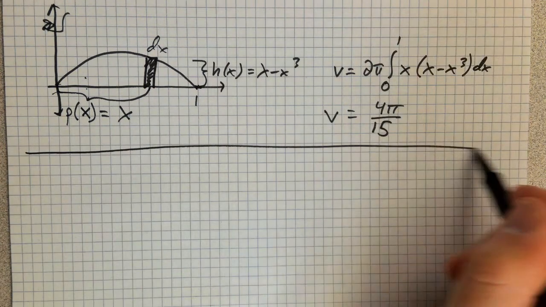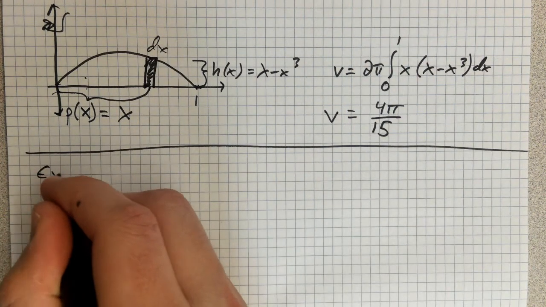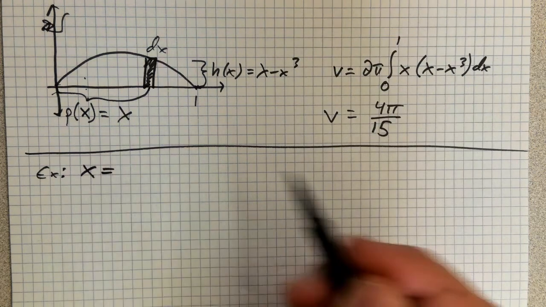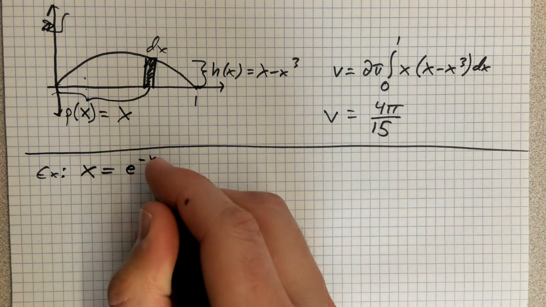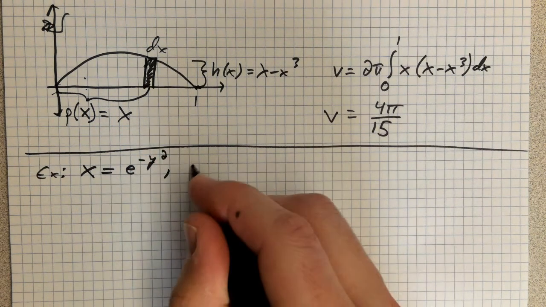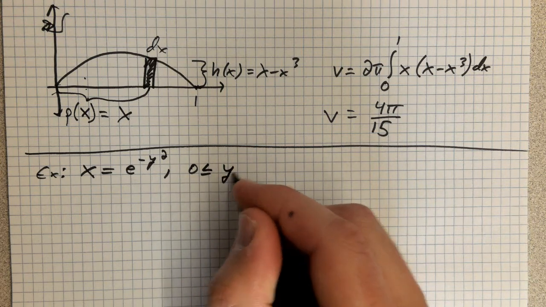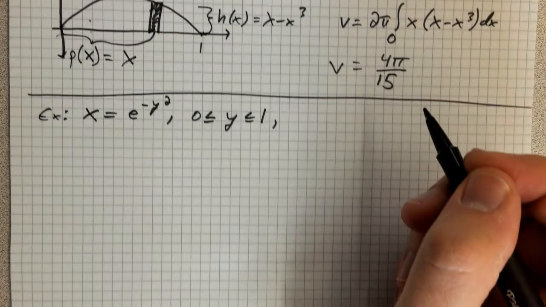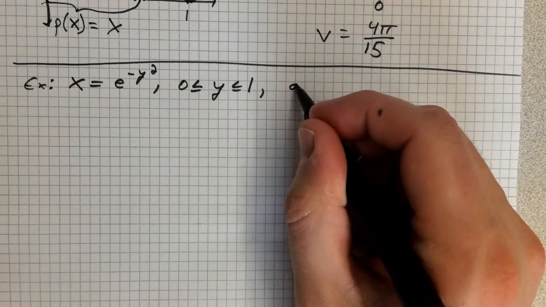Okay, let's do another one. You might try this one on your own, pause the video, and then see how it goes. So for this equation, we're going to write x equals e to the negative y squared on the interval from 0 to 1 along the y-axis, and then it's going to go about the x-axis.